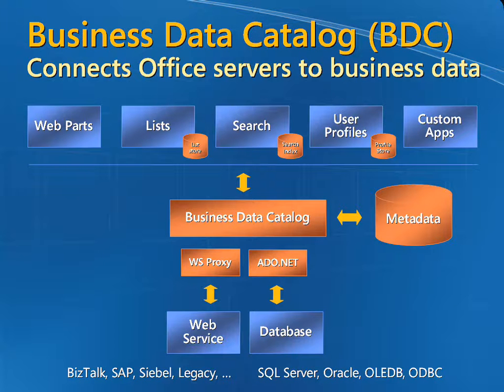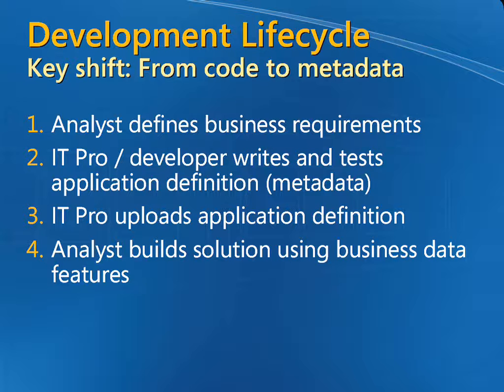So that's the part about the features. I also want to talk a little bit about the API and the metadata model. Just a little bit. I'll go into a lot more detail in the next session, and we only have about 5 minutes, so I'll try to go through this quickly. The first thing about this development process is that there's a key shift, which is that for many integration tasks now, there's no need to write code. Instead, you write this metadata for the business data catalog.